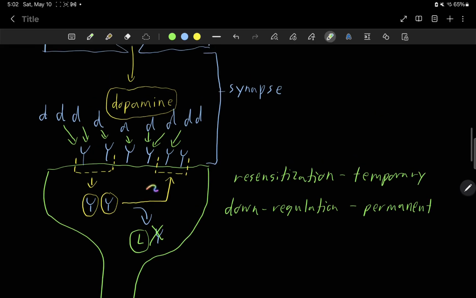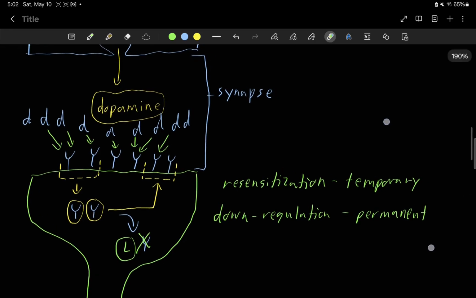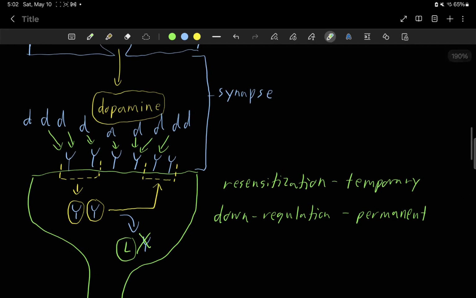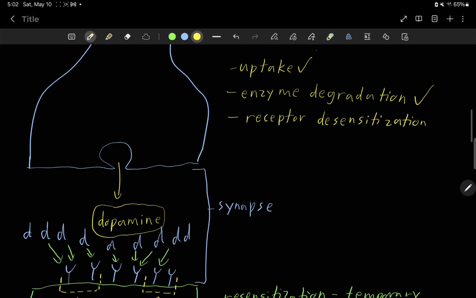Your receptor is just broken. It cannot be returned back up to the surface. The total amount of receptors you have has decreased since you've just broken some of them apart. So it's a much more permanent termination mechanism for extreme cases of excessive signaling. So in conclusion, receptors can be desensitized, brought into the cell, and depending on the situation, they can either get resensitized or downregulated. But that covers our third termination mechanism.